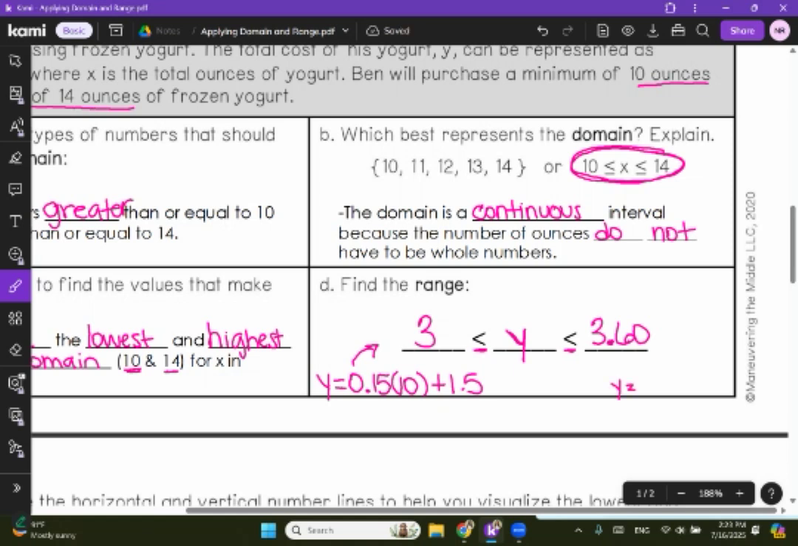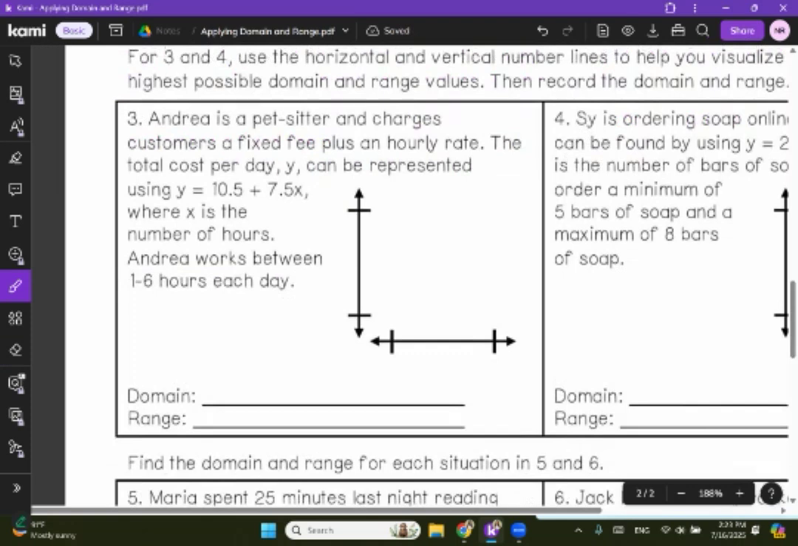I don't know why I write y equals, but I did. I'm just going to get rid of that. What we did to get that 3.60 is we took 0.15, multiplied it by 14, and added 1.5. Okay, flip it over. I need a moment.